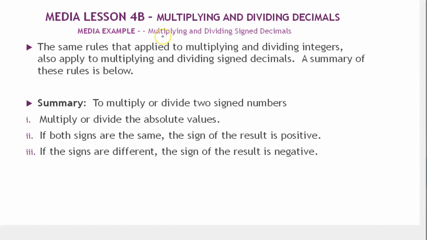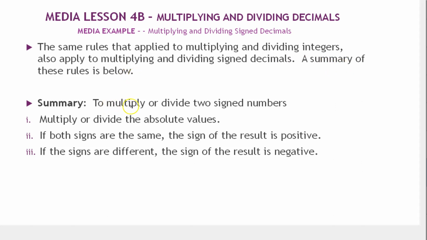In this example, we're going to look at multiplying and dividing signed decimals. So thus far, all of the decimals that we've multiplied and divided have been positive, but the same rules that apply to multiplying and dividing integers also apply to multiplying and dividing signed decimals. A summary of these rules is below.